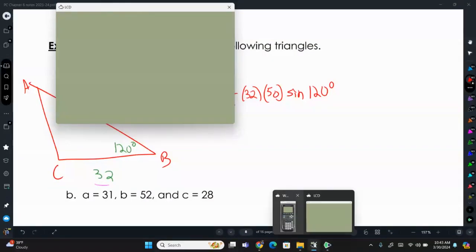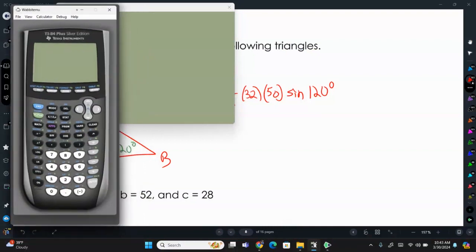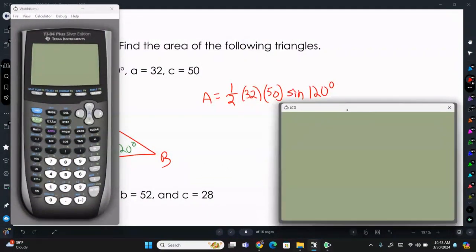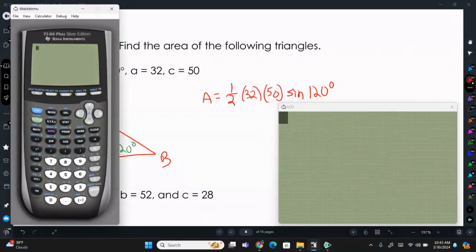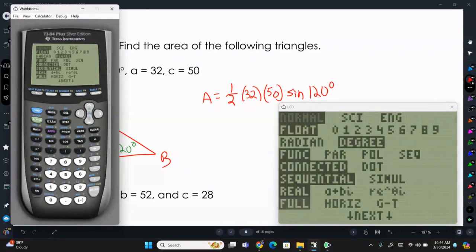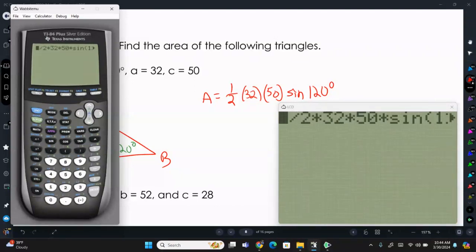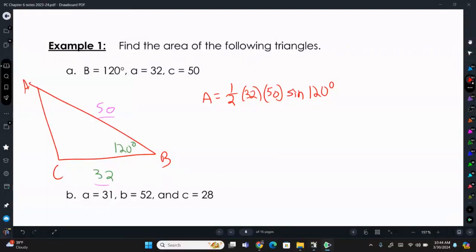So in our calculator, we can type that all in one step. 1 divided by 2 times 32 times 50 times the sine of 120 degrees. I'm going to make sure I'm in degree mode. I am. And we get 692.82.